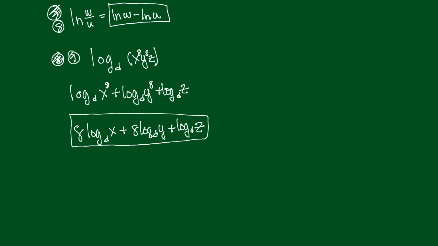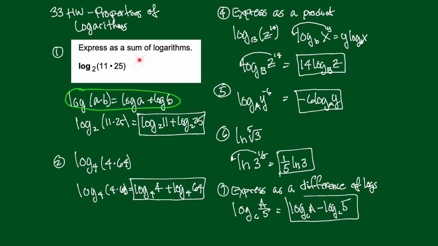Can you do it in just one step? You see what you've got here is a multiplication. Multiplications become additions. So I have a multiplication here, that becomes that addition. I have a multiplication here, that becomes that addition. And then I've got powers. Powers become multipliers. So the 8 and the 8 will come down in front.